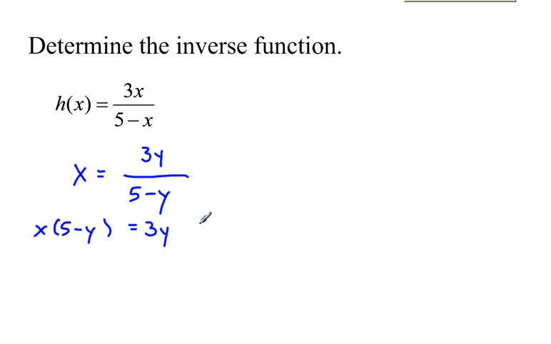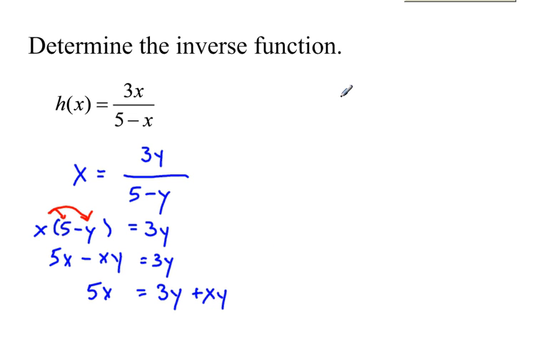Now you're going to notice when we're solving for y here, y on both sides. In order to get just one y, I'm going to first have to multiply this out. So I'm going to get 5x minus xy. So all I did was distributive property there, right? X times 5, x times y equals 3y. Now, in order to solve for y, I need all the y's on the same side. So I'm going to add xy. 5x equals 3y plus xy.